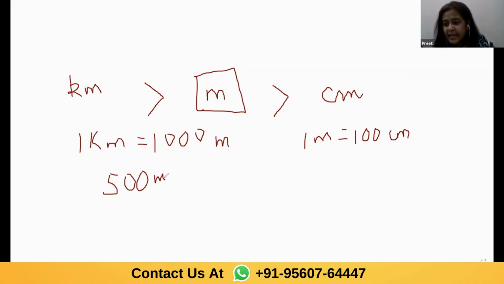Alarika, if I say what is half of 1 kilometer? Half means I'm dividing 1 kilometer into 2 equal parts. But how to do that? Divide 1000 meters by 2. You'll get half, because 1 kilometer is 1000 meters. So if you want to figure out half, divide 1000 meters by 2.